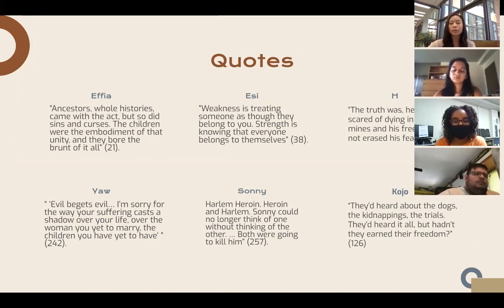I think in Effia's chapter, Mame really quotes slavery very well. Weakness is treating someone as though they belong to you.